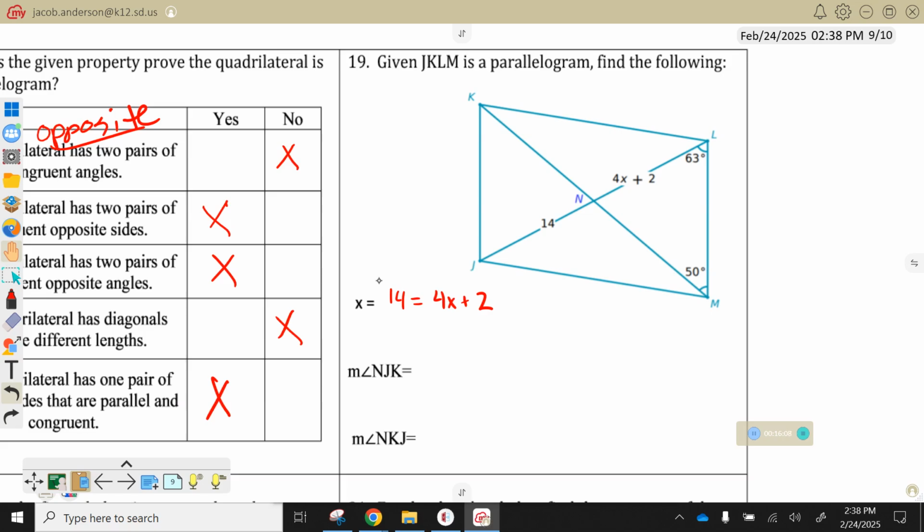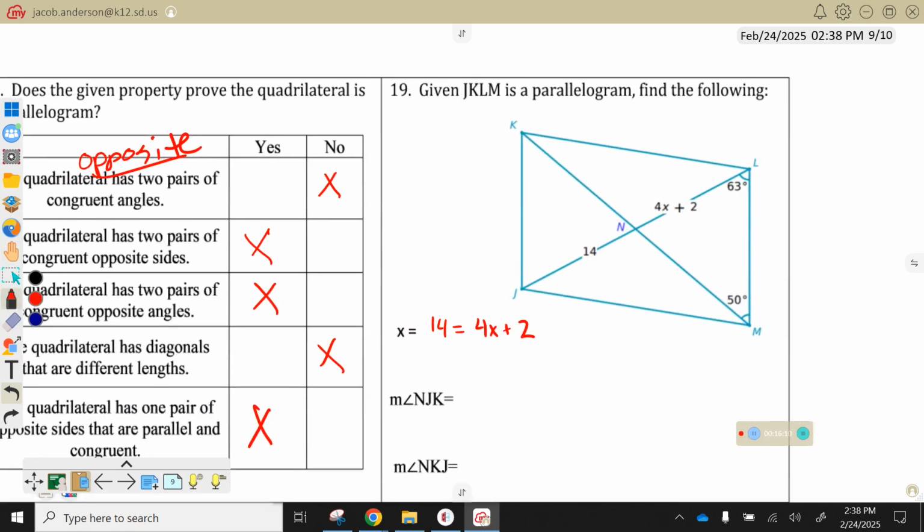Looks like I've got the formula here for how to find X. The diagonals are bisecting each other, so this would be equal to this. Then it's looking for NJK and NKJ, and for both of those, you're just looking to use alternate interior angles. So if this one down here is 50, if I do alternate interior angles, that means this is 50. And if that's 63 using alternate interior angles, this is 63. And that should help you solve that one.